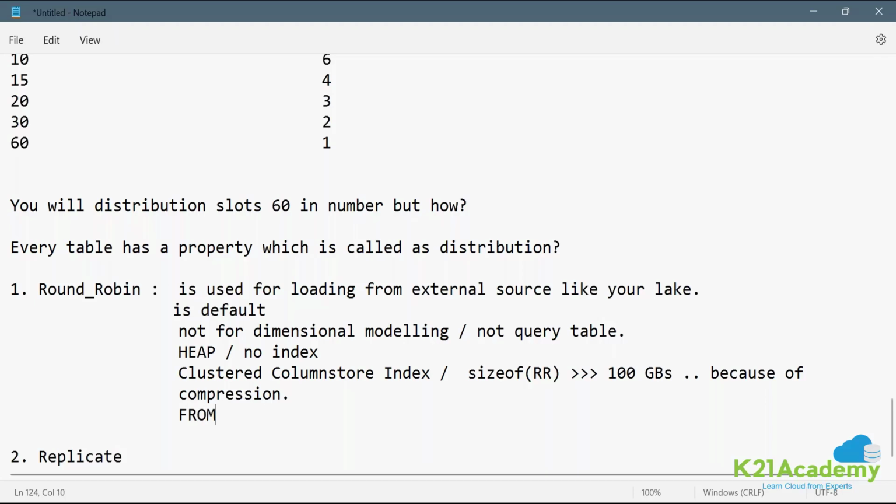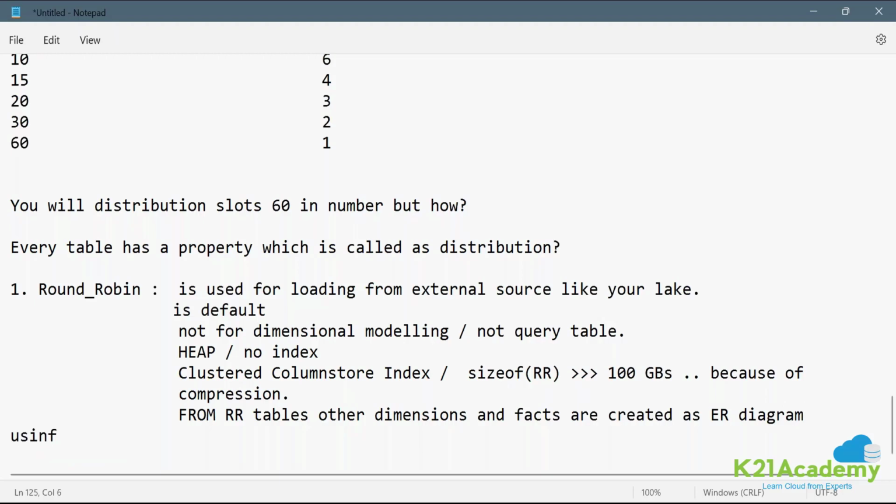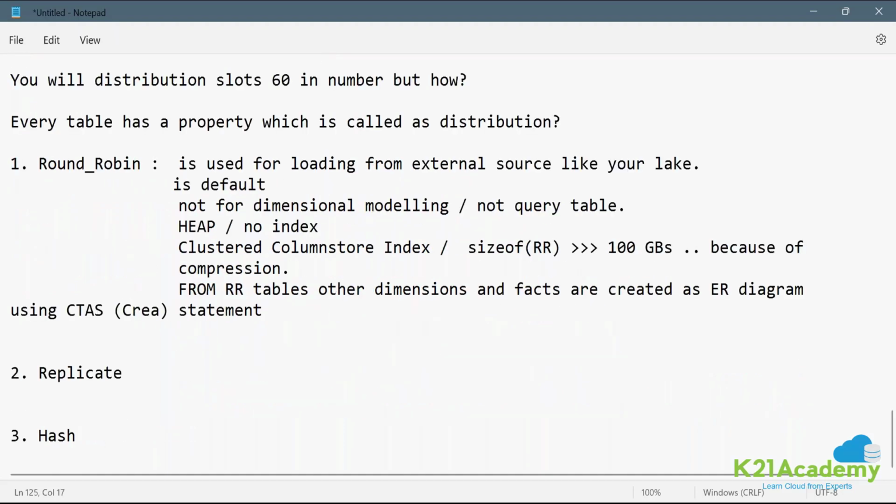From RR table, now this is the most important one. From RR table, other dimensions and fact tables are created. Facts are created as per the ER diagram. Using what? Using CTAS statement. Create table as select statement. I will demonstrate it. Don't take anything. Create table as select statement.